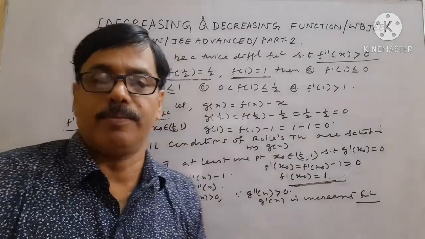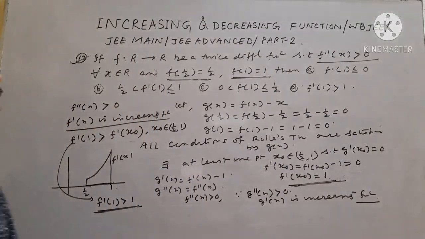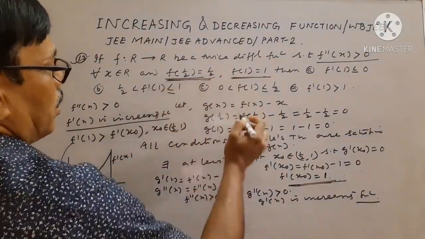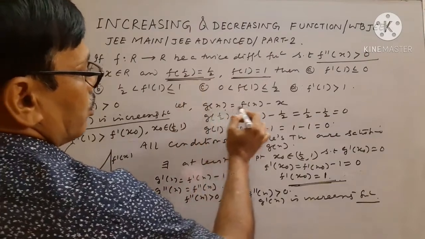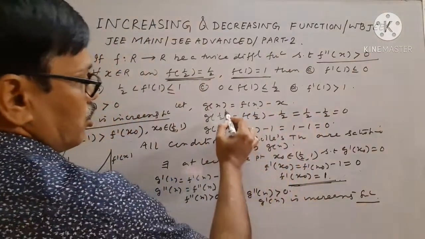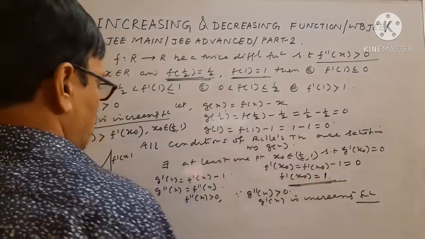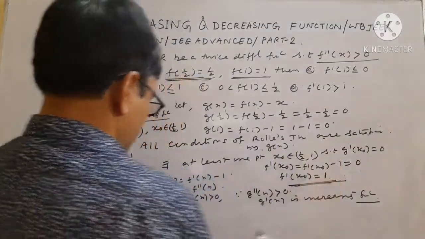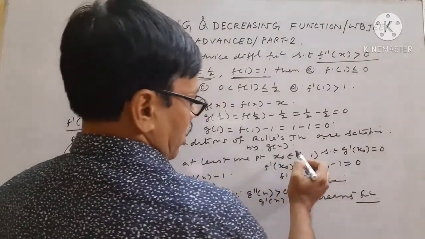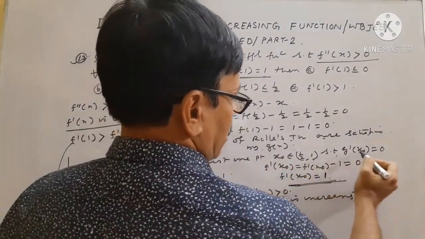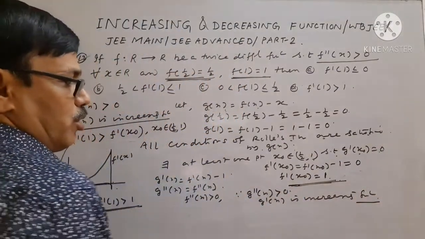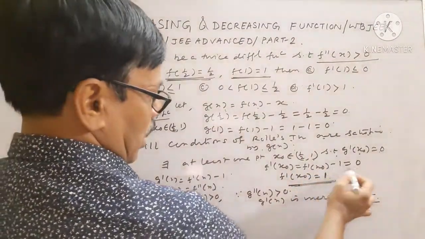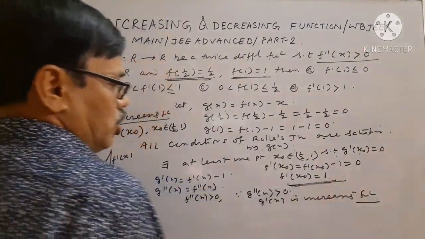So listen again. f half equals half. So we consider the function gx equals fx minus x. So g half is 0, g1 is 0. So all conditions of Rolle's theorem are satisfied by gx. So there exists at least one point x0 lying between these such that g dash x0 equals 0. Now what is g dash x0? f dash x0 minus 1. So f dash x0 is 1.